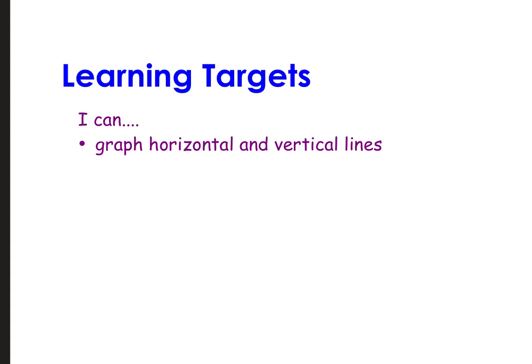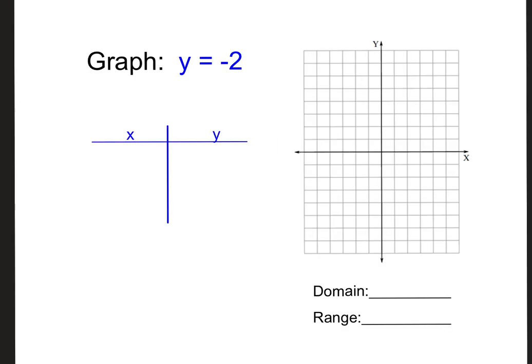In this video, we'll be learning how to graph horizontal and vertical lines. So the easiest way to do this is to dive in and look at an example. So what we're going to be looking at when we're graphing horizontal and vertical lines are equations that look like this one, where we only have one variable.